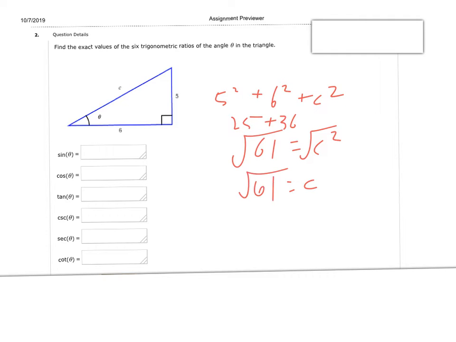and now this does not have a perfect square, so I'm just going to call that rad 61. You should see if you can break this down, but this one does not break down at all, so it's a prime number, so I'm going to leave it as 61. Okay, or square root of 61, I should say.